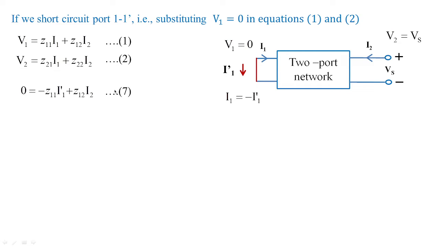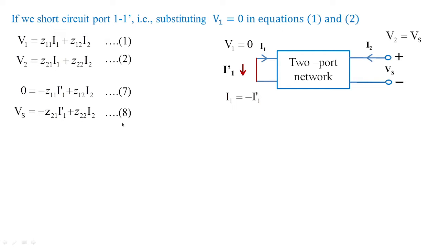I am making this equation as 7, and I am going to substitute the same values of this assumption in equation 2, which will give you the value as Vs, that is V2 equal to Vs, which is equal to Z21 times I1, replaced by minus I1 dash, plus Z22 I2.